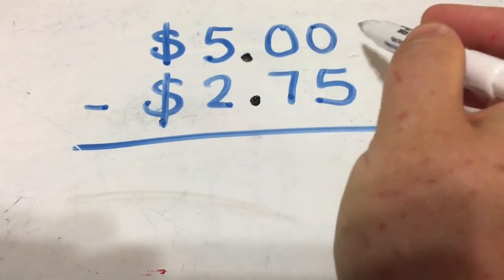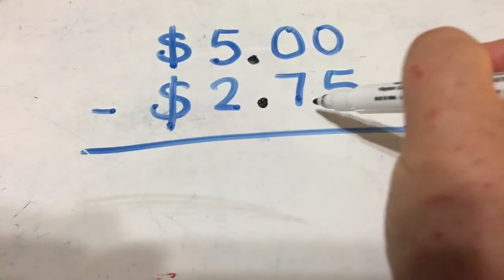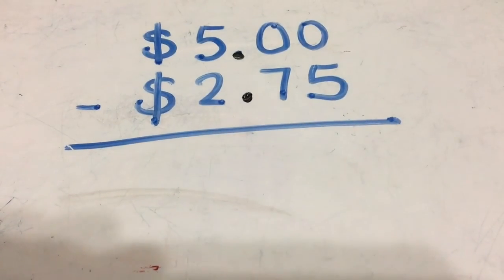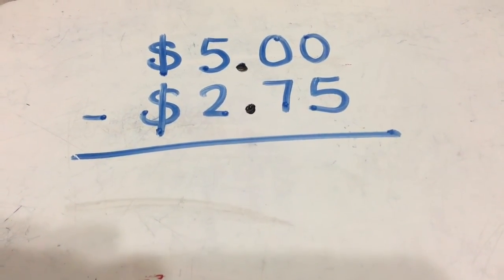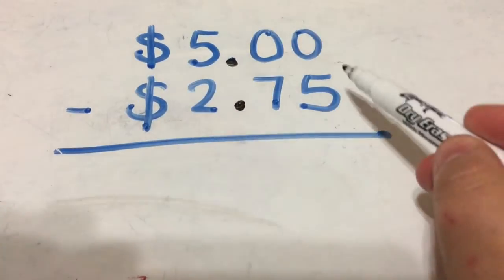$5. Oh, there's "and" nothing, so it would just be $5. $2.75. That decimal tells us to say "and" when there's change after the dollar. Okay, so let's just have a little problem here.